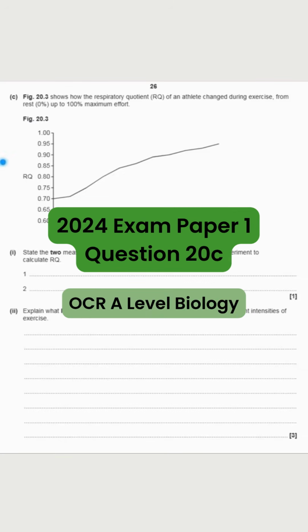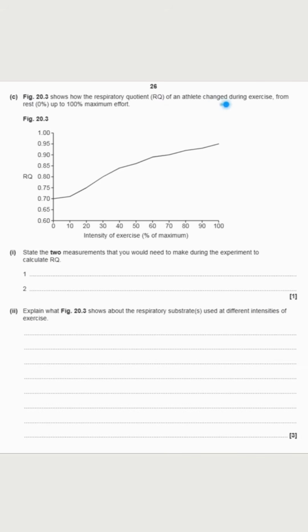Question 20C, figure 20.3, shows how the respiratory quotient of an athlete changed during exercise from rest, 0%, up to 100% for maximum effort. We can see that as the intensity of exercise increases, the RQ is increasing from 0.7, which is typically indicative of respiring lipids, up to nearly 0.95 or possibly just a tad below that.